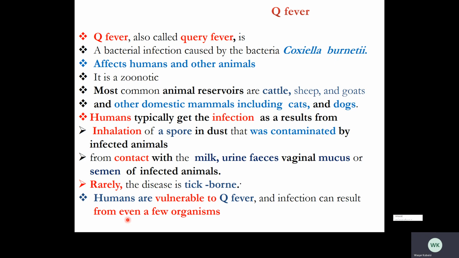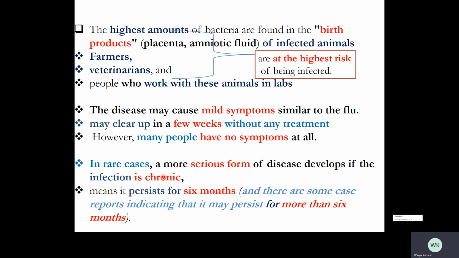It's a very vulnerable disease. We said it comes from contamination by the product or animal, whether urine, milk, and also the highest amount, as I just mentioned, from the birth products. The highest amount of bacteria is found in the birth products of the animal. It means the placenta and amniotic fluid. So that's why farmers and veterinarians are at high risk of this disease. People who work with these animals are, of course, at the highest risk.